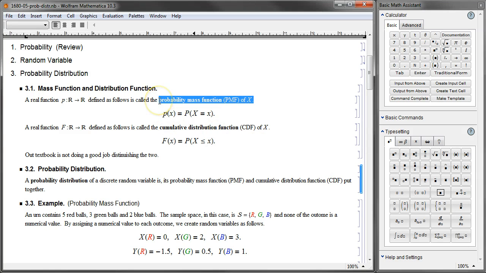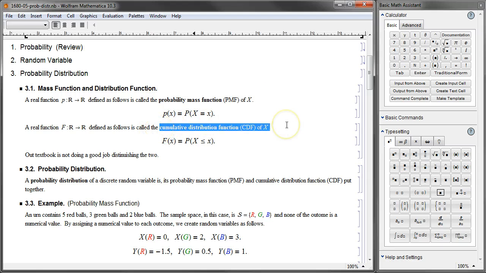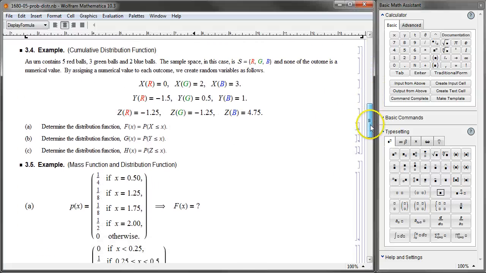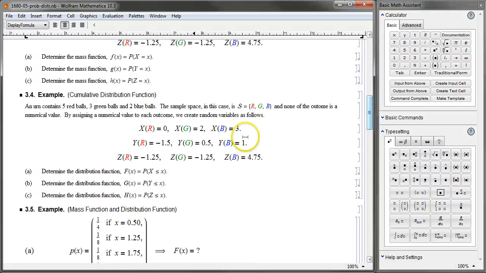One part, mass function, is done in the previous video. Let's go over to the cumulative distribution function with an example. Okay, let's go back to the same type of example here, an urn model, 5 red, 3 green, 2 blue balls out of total 10, and let's find out distribution functions. The first one, capital X, it can take 0, 2, or 3. So how do we get the cumulative distribution function?